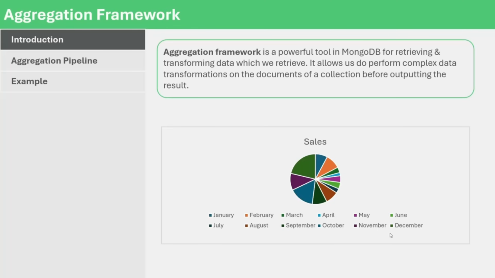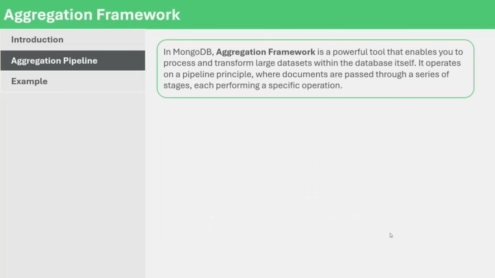So in MongoDB, aggregation framework is a powerful tool that enables you to process and transform large data sets within the database itself. It operates on a pipeline principle where documents are passed through a series of aggregation stages, each performing a specific operation. And this allows you to efficiently perform complex data analysis and reporting tasks without the need of extensive client-side processing. So as we learned, aggregation framework works on a pipeline principle.